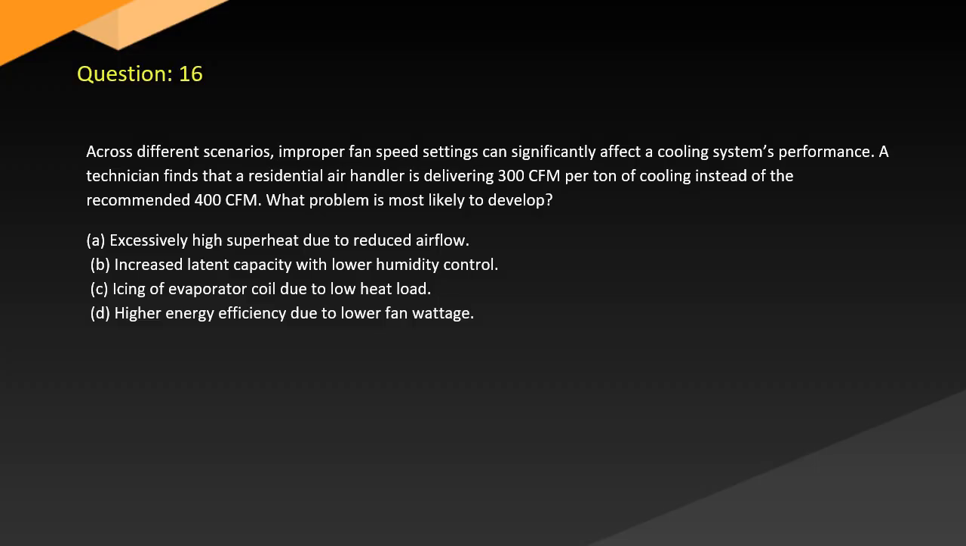Question 16. Across different scenarios, improper fan speed settings can significantly affect a cooling system's performance. A technician finds that a residential air handler is delivering 300 CFM per ton of cooling instead of the recommended 400 CFM. What problem is most likely to develop? A. Excessively high superheat due to reduced airflow. B. Increased latent capacity with lower humidity control. C. Icing of evaporator coil due to low heat load. D. Higher energy efficiency due to lower fan wattage.